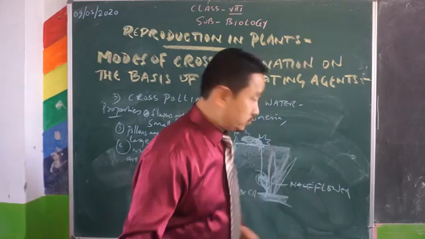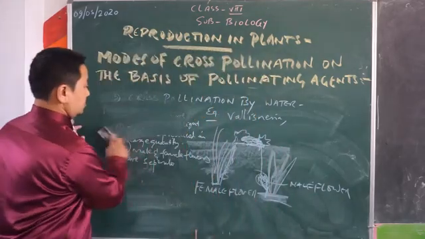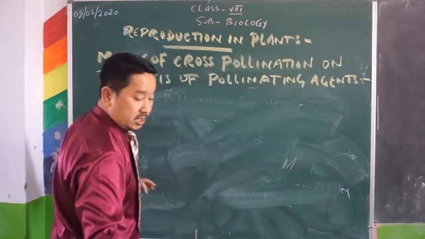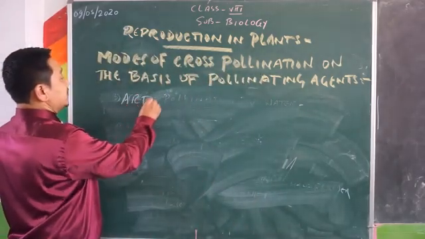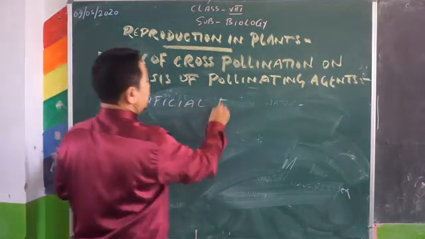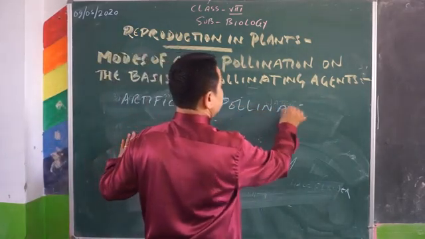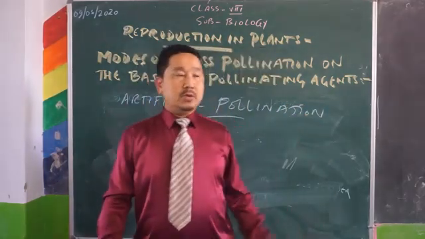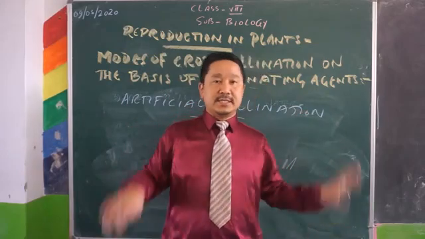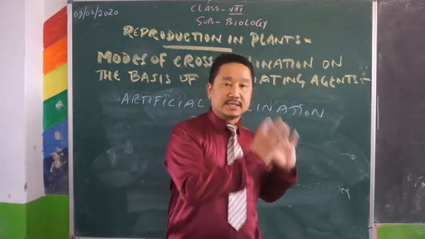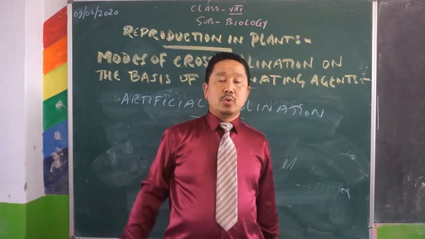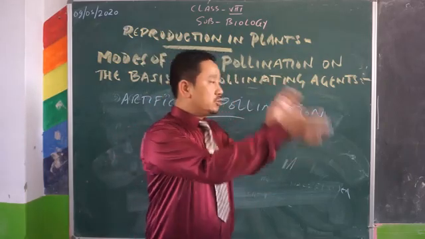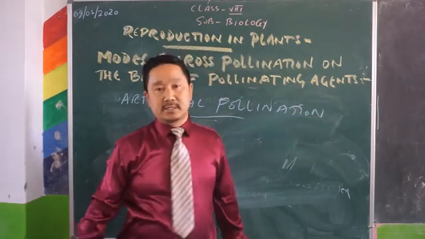Alright, now let us talk about artificial pollination. Besides this, artificial pollination is also there. So these are the natural pollination, where the pollination is being done by the natural agents. Nature has created such agencies which can collect the pollen grains from the male flower to the female flower. This is what nature has done.